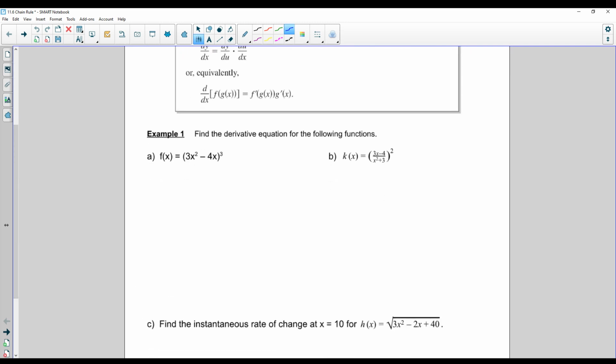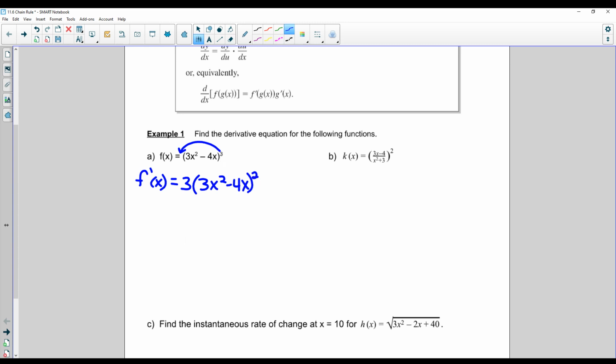Let's go to example 1a. All right, so we've got to find the derivative of this equation. So I'm going to write f prime of x equals, and to do the derivative, my outer function is all of this stuff in the parentheses to the third power. So I'm just going to do the power rule to that part. So I'm going to bring my 3 down in front, 3 times all that stuff that's in parentheses. And then I got to drop the 3 one degree.